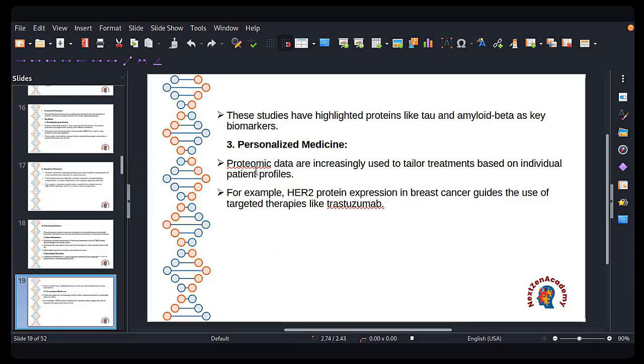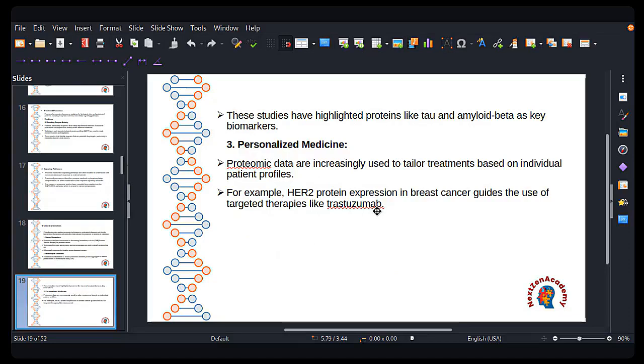Personalized medicine. Proteomic data are increasingly used to tailor treatments based on individual patient profiles. For example, HER2 protein expression in breast cancer guides the use of targeted therapies like trastuzumab. So basically, what is personalized medicine?